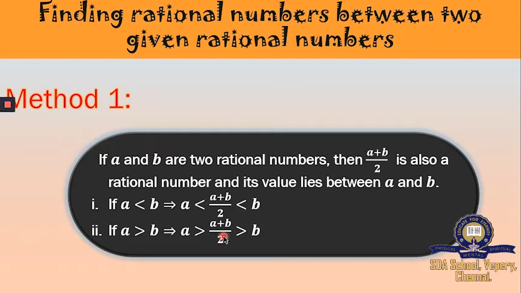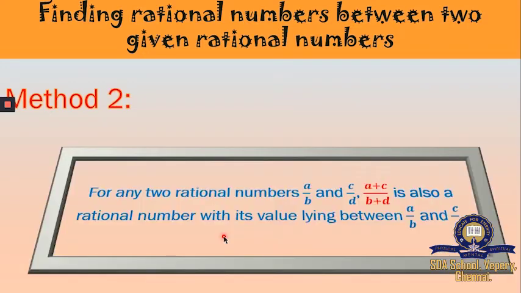Okay. So the second method is, for any two rational numbers a by b and c by d, (a plus c) by (b plus d) is also a rational number with its value lying between a by b and c by d. So now using these two methods, we are going to solve sums.